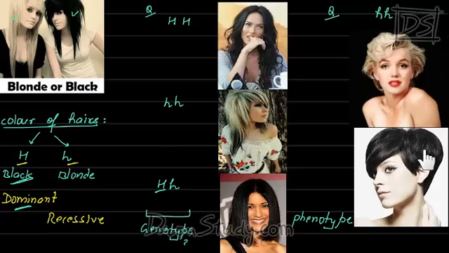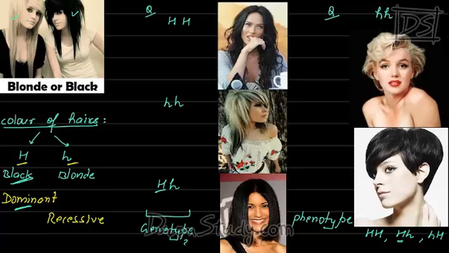This lady has black hair, so what might be her genotype? You must have already thought it might be this, or it can be this also, okay? One small h and one capital H. Since capital H is the dominating one, it will dominate and make the hair color black. Or its genotype might also be capital H followed by capital H, right? But this lady here, her genotype will surely be this, both small h.